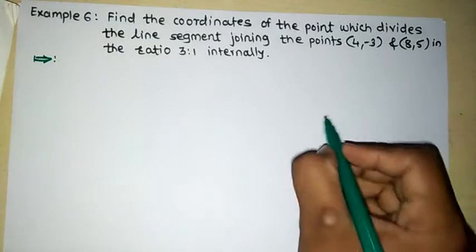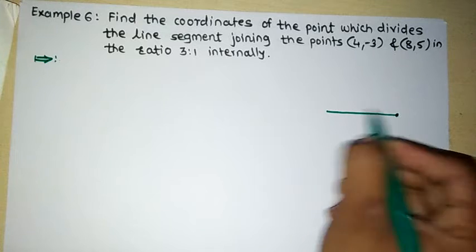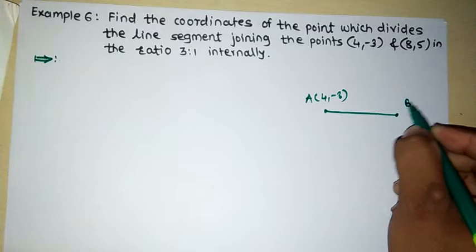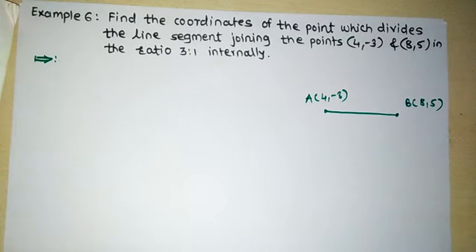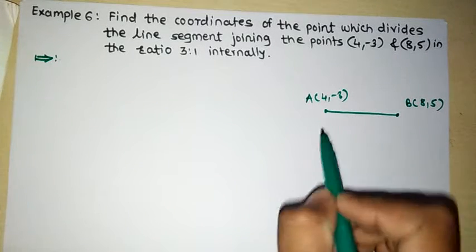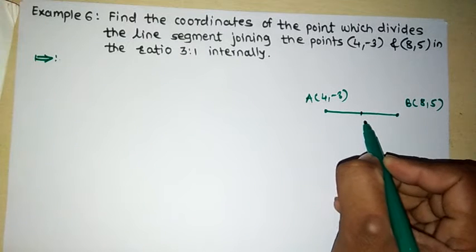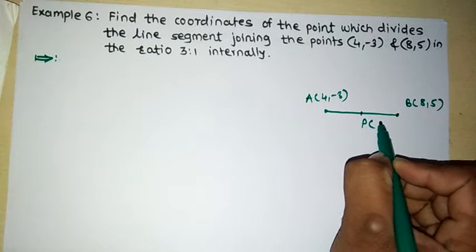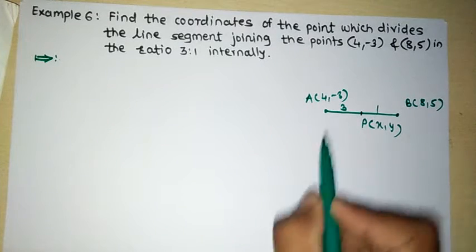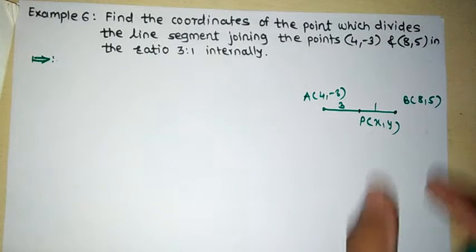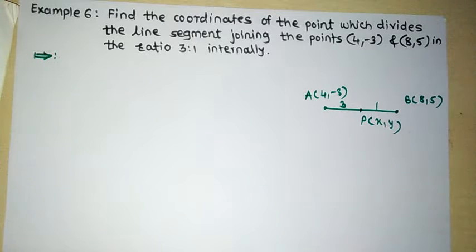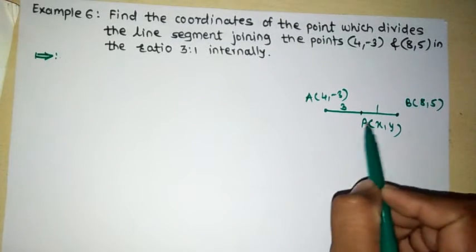First I will draw the line segment joining these 2 points. Suppose these 2 points are A of 4 comma minus 3 and B of 8 comma 5. It is a line segment, and there is one point which divides this line segment AB in the ratio of 3:1. I will consider that point as point P. This part is 3 parts and this part is a single part. Therefore, the point P divides the line segment AB in the ratio of 3:1. It is given. Now we have to find the coordinates of this point P.